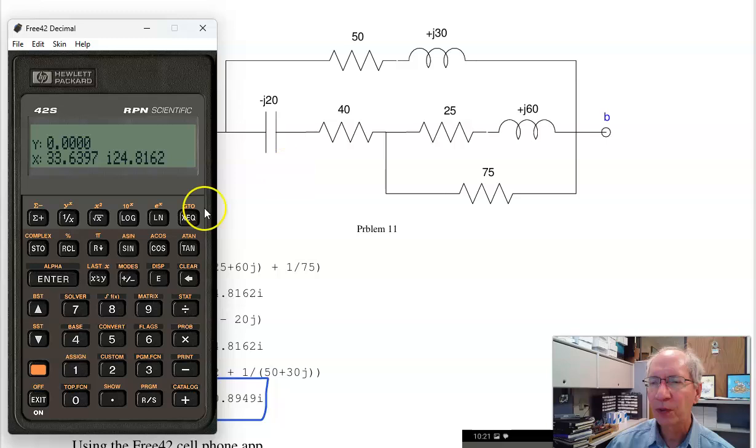Add to it 40 minus J20. So 40, enter negative 20 complex. They're both on the stack. Add them. So this is 73 plus J4 ohms. In parallel, the inverses add. So take the inverse, 50, enter 30. This complex number. Take its inverse, add the inverses, take the inverse, and there's the answer, 31 plus J10.